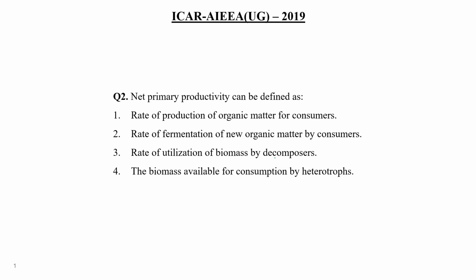Next, net primary productivity, NPP. Net primary productivity can be defined as rate of production of organic matter for consumers, rate of formation of new organic material by consumer, rate of utilization of biomass by the decomposer, or the biomass available for consumption by heterotrophs. Net primary productivity. Just take 10 seconds and then quickly give me the answer.